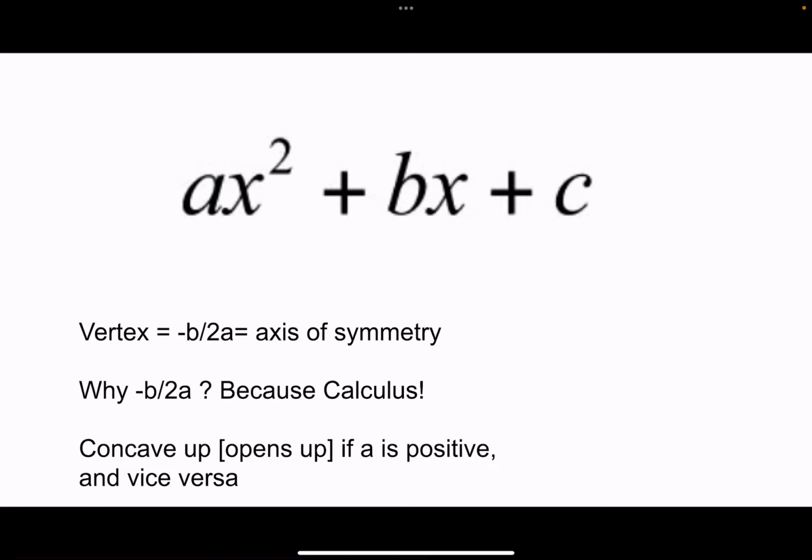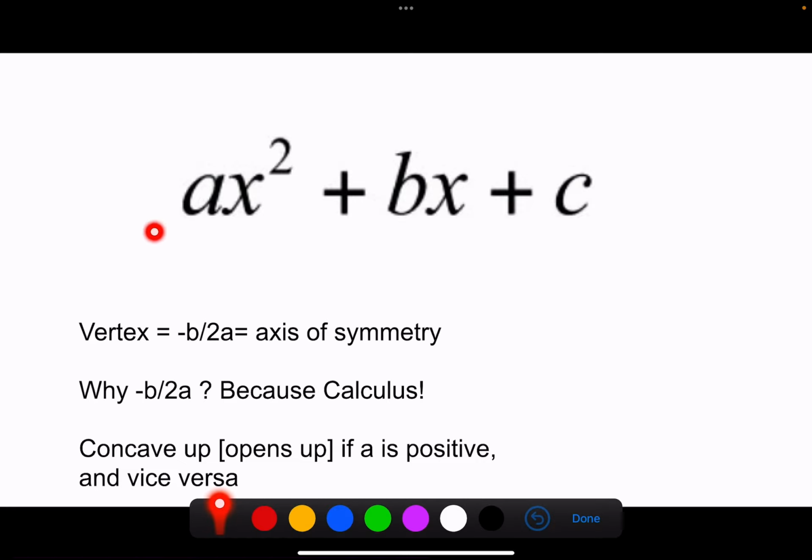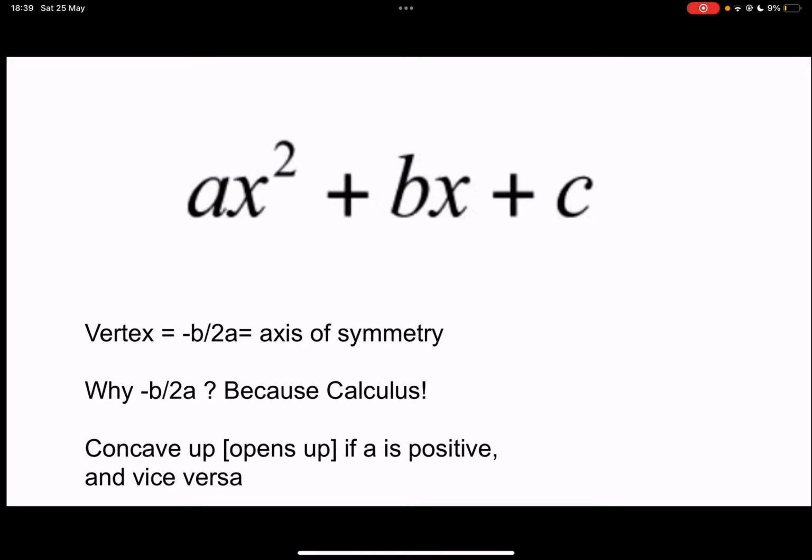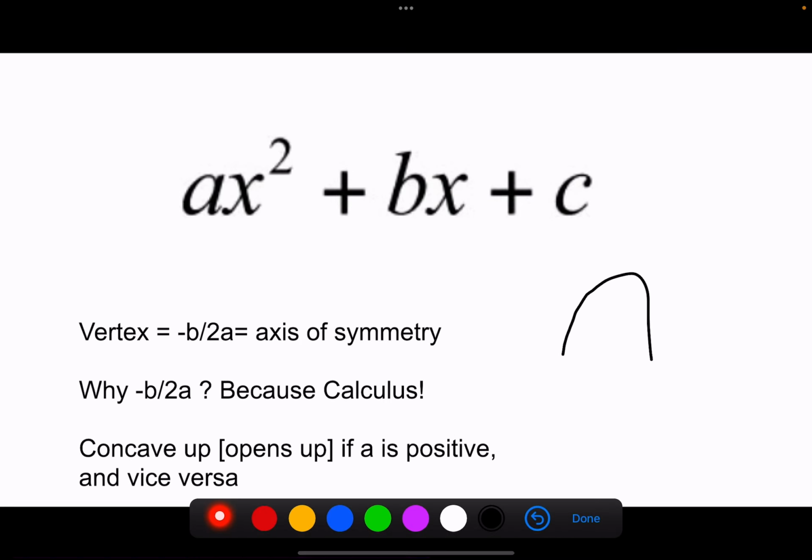So first, if you have this form here of ax squared plus bx plus c, in order to find the vertex, you can apply the formula negative b over 2a, as I showed here, which is going to be equal to your axis of symmetry. And this makes sense because the vertex, which is the maximum or minimum point, is right in the middle of your graph, right? So it's going to be the axis of symmetry. So you apply this formula.